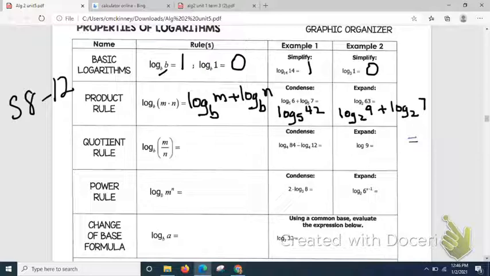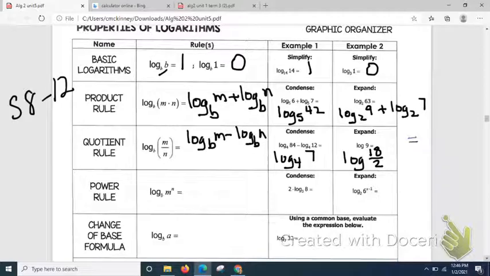Quotient rule, remember that is division. So this would be log base b of m minus log base b of n. And so to condense, I would be writing this in a fraction. So this would be 84 divided by 12, which would be 7. And I could write this in any number of ways, like 18 over 2, which would then become the common log of 18 minus the common log of 2.